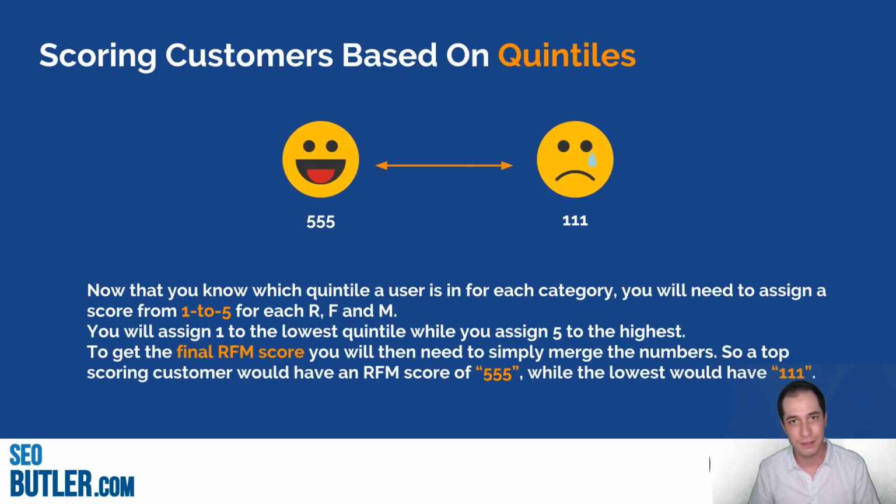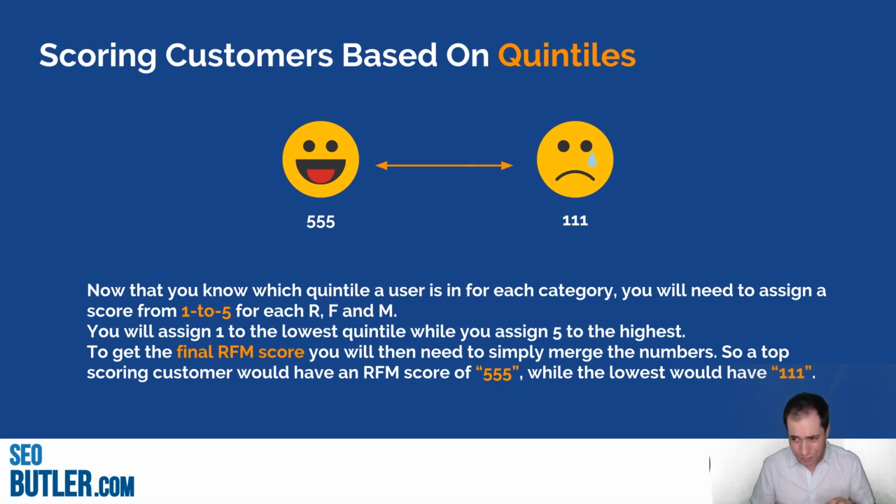Once you've done that, you're going to assign a score from 1 to 5, where 1 is the lowest and 5 is the highest, and basically just merge those numbers, not add them up, not multiply them, just merge them to get your RFM score, where the highest is going to be 555, these are your champions, and the lowest is 111. And that's how you can then add them to the 11 groups.